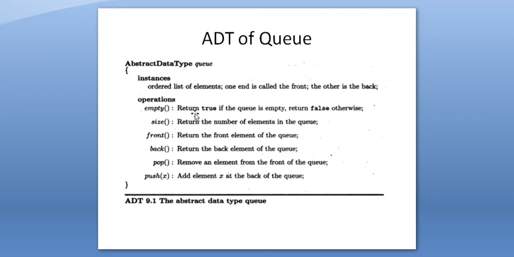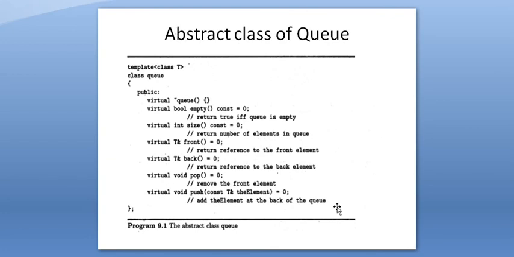So empty returns whether the queue is empty or not, and it should be boolean. Size determines how many elements exist in the queue. Front returns the front element present in the queue. Back returns the back element present in the queue. The pop function is used for deleting an element from the queue, and the push function is used for inserting an element into the queue. So this is your abstract data type. This doesn't have any C++ programming concept, and it is important. Now this is your abstract class of the queue.